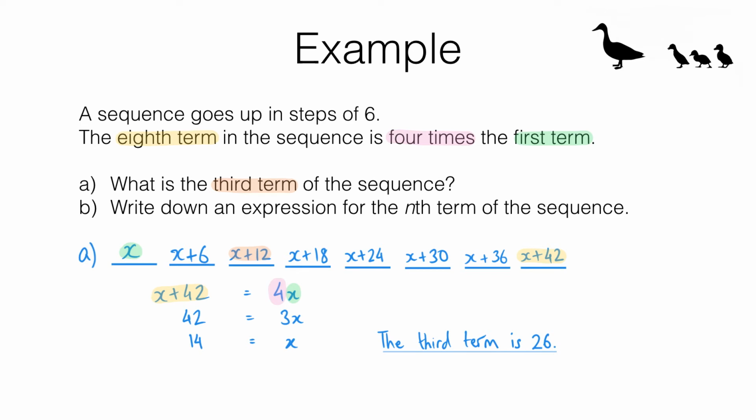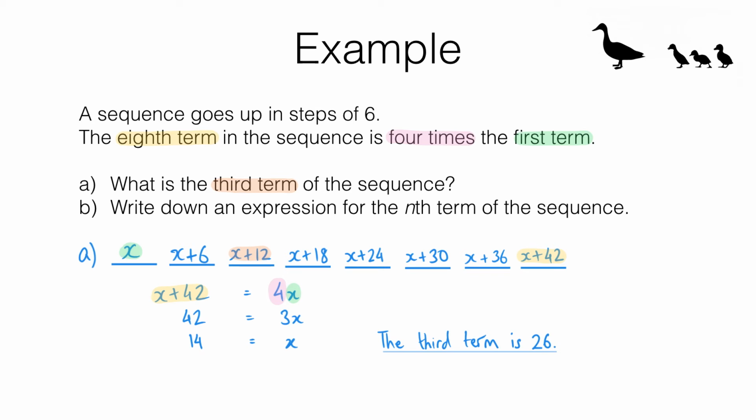Before we move on to part B, notice that there is a little bit of a shortcut you could have taken. You didn't have to list out all of the terms in here. You could have spotted that the 8th term would be the first term plus 7 lots of 6, because it's 7 terms further along. So you could just add 7 lots of 6, which is 42, onto the first term. So you wouldn't have had to have really listed out all of these in between.